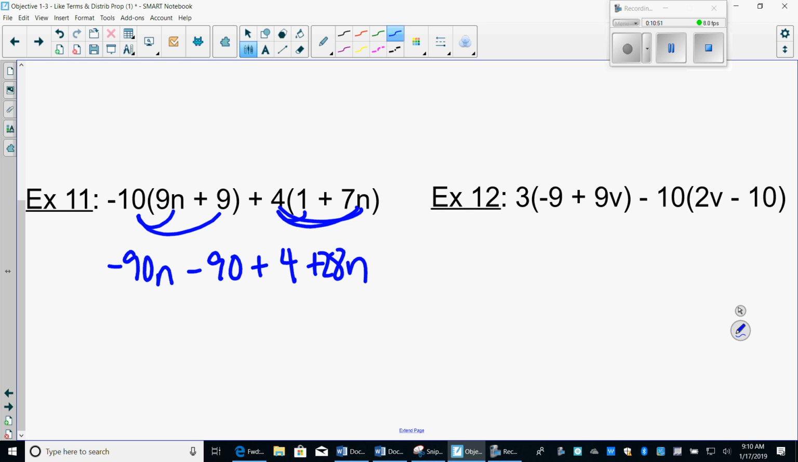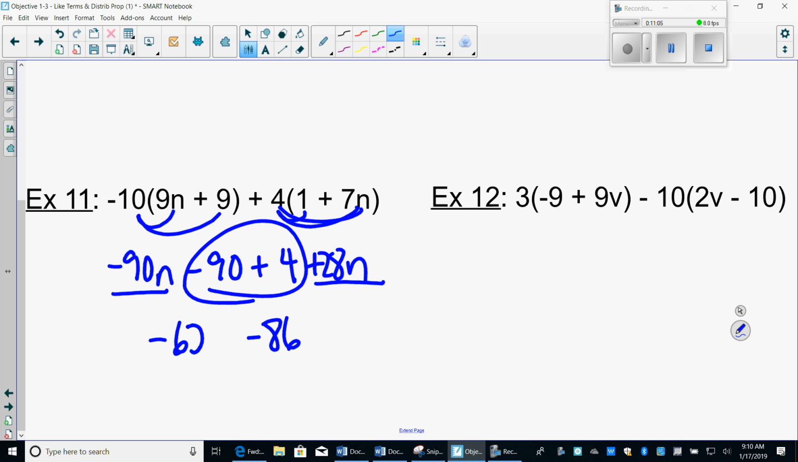Negative 90 plus 4 is negative 86. Oh, well. Okay, well, that's fine. Negative 90 plus 4 is negative 86. Negative 90n plus 28n is negative 62n. And that's the answer. Okay, really quickly, let me do this one so I can hit stop.